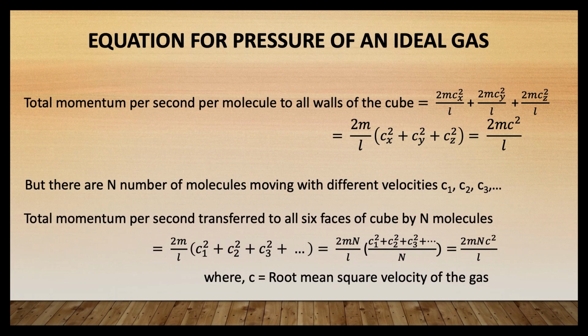But there are n number of molecules moving with different velocities c1, c2, c3, etc. So, the total momentum per second transferred to all 6 faces of the cube by n molecules will be 2m divided by L into c1 square plus c2 square plus c3 square, etc., which is equal to 2mn divided by L into c1 square plus c2 square plus c3 square, etc., the whole divided by n, which is equal to 2mnc square divided by L, where c is the root mean square velocity of the gas.